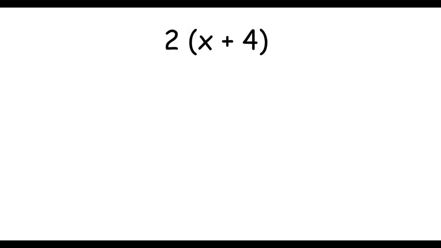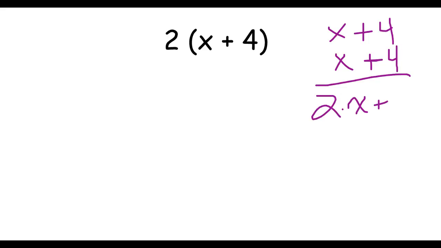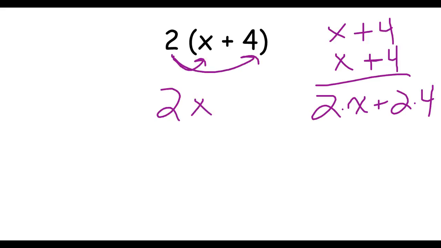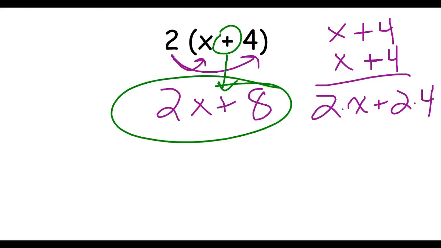So in this case, this is x plus 4 added to itself 2 times. So we can think about it as x plus 4 and x plus 4. That's 2 x's and 2 4's. So the distributive property tells us to multiply 2 times x, which is 2x, and 2 times 4, which is 8, and then we keep the operation in the middle. The addition just drops down, and we end up with 2x plus 8. Let's take a look at another example here.